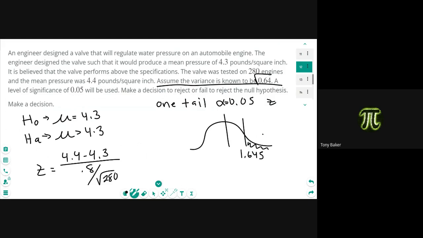So 2.09. So we're up here, so we reject. There is significant evidence that the valve performs above the specifications at a 0.05 significance level.